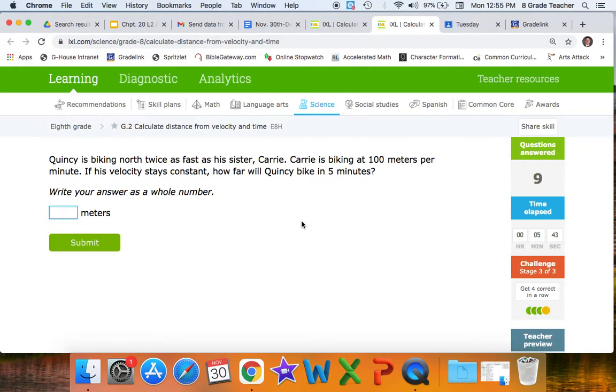Quincy is biking north twice as fast as his sister, Carrie. Carrie is biking at 100 meters per minute. So he's biking twice as fast. That means she's going 100 meters per minute, he's going 200 meters per minute, and he's going for 5 minutes. So 200 meters per minute times 5 equals 1,000 meters.